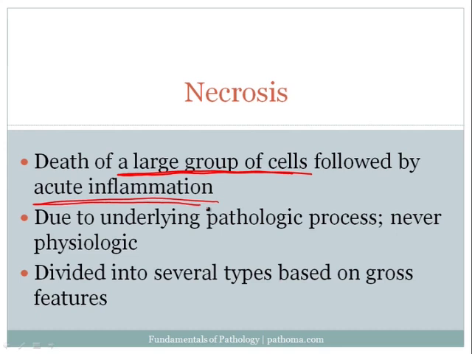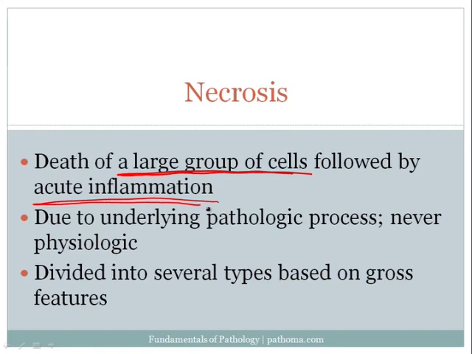For example, when patients get a myocardial infarction, one of the early changes that occurs is that neutrophils come into the tissue. Another important change is that the neutrophil count goes up in the blood, because neutrophils are being generated in order to be sent to the tissue. So it is very important to remember that necrosis is followed by acute inflammation.